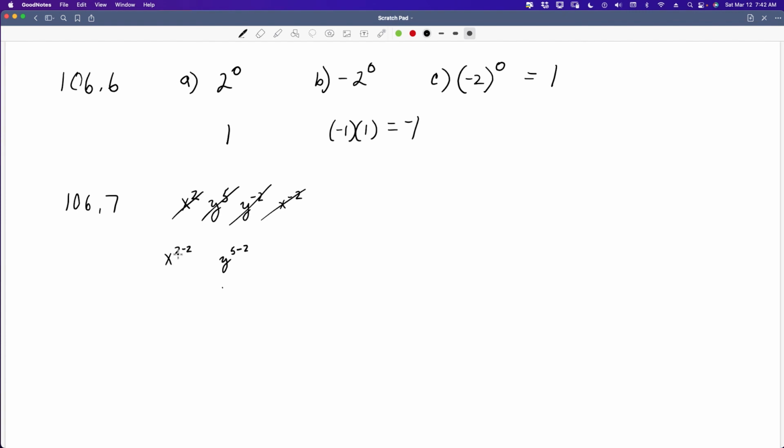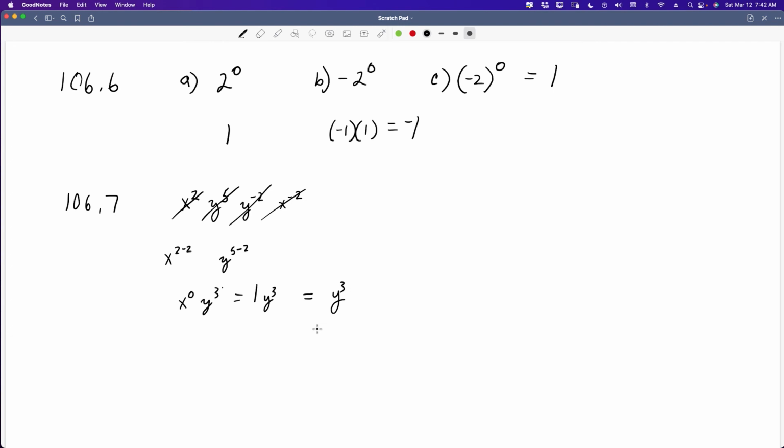So x to the 2 minus 2, well, that's x to the 0. So that's x to the 0, and then this would be 5 minus 2, y to the 3. So that's the same thing as saying 1 times y to the 3, because that's what the x to the 0 is. We know that every variable has an invisible 1 in front of it anyway, so that allows us to drop the 1 and just say that our answer is y to the 3rd power. And that's what we would write for 106.7 as our answer.